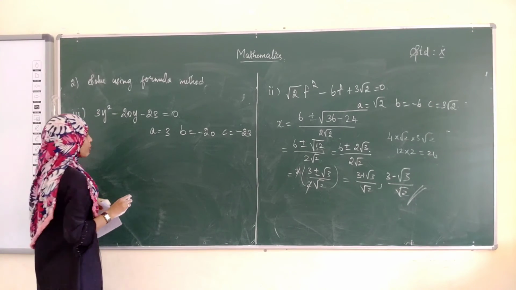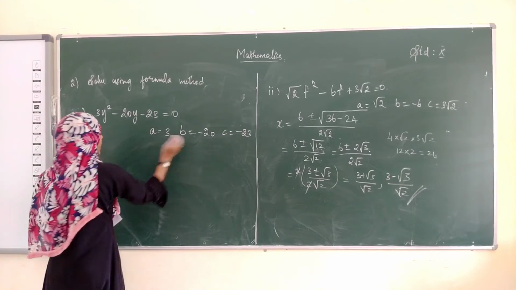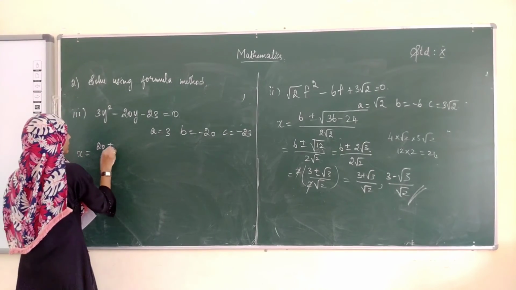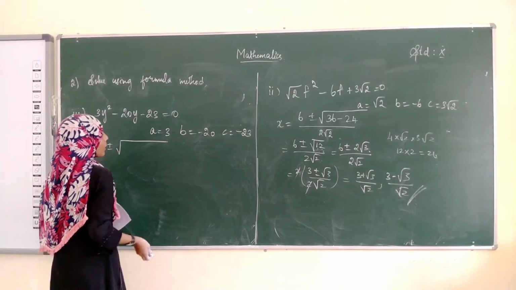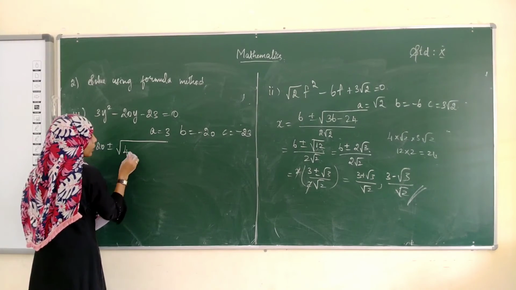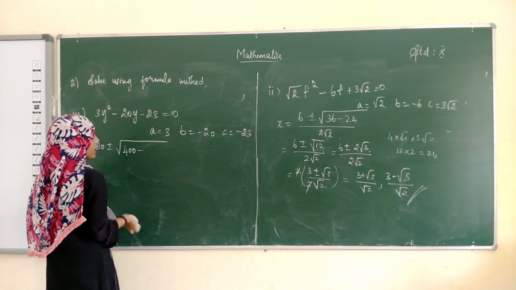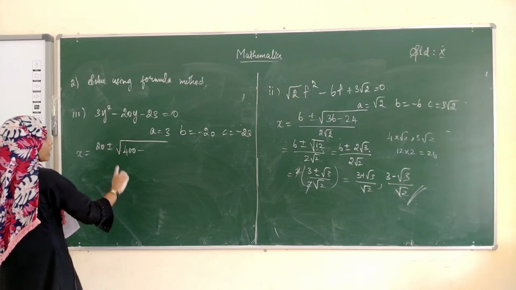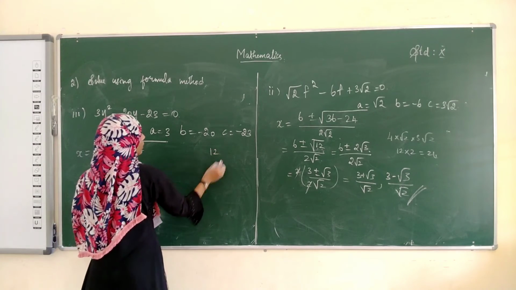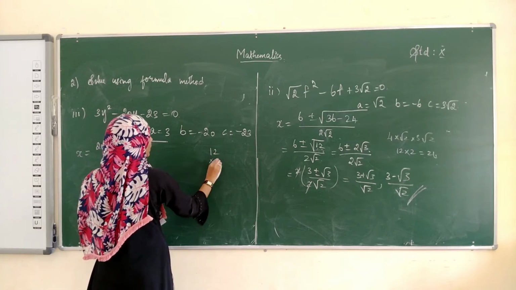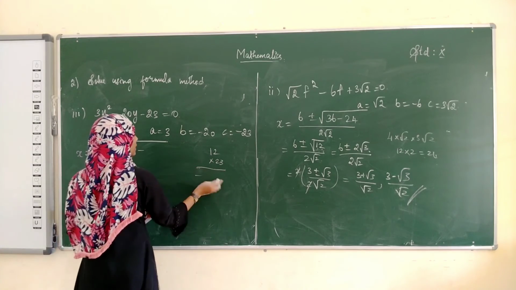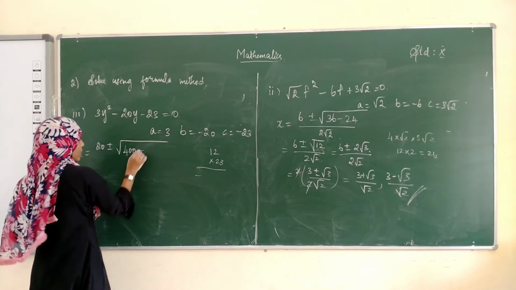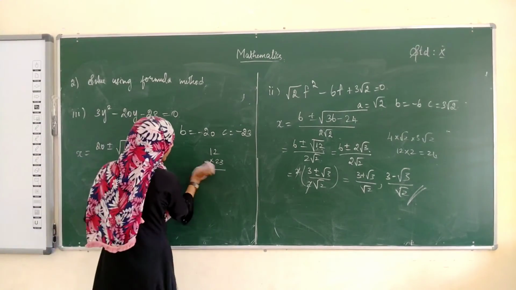Minus b plus or minus root of b square minus 4ac. Minus of minus 22 is 22 plus or minus root of b square, 22 the whole square is 484, minus 4 into a into c. 4 threes are 12, 12 into minus 23. So we get minus, and then minus and minus make plus 23.